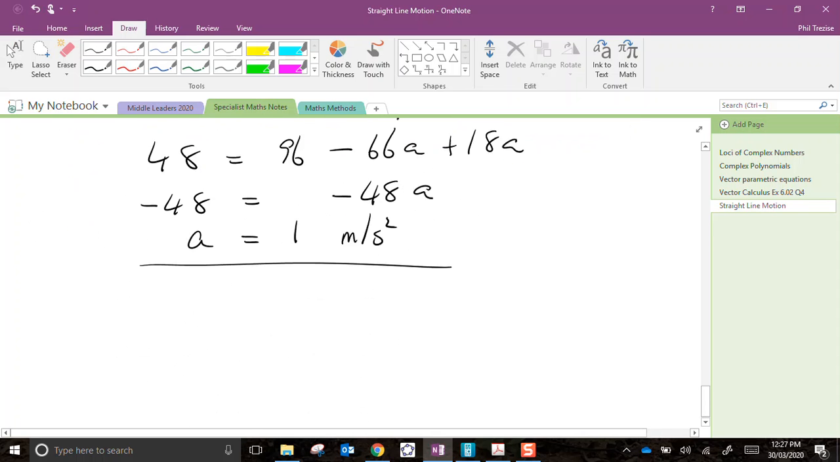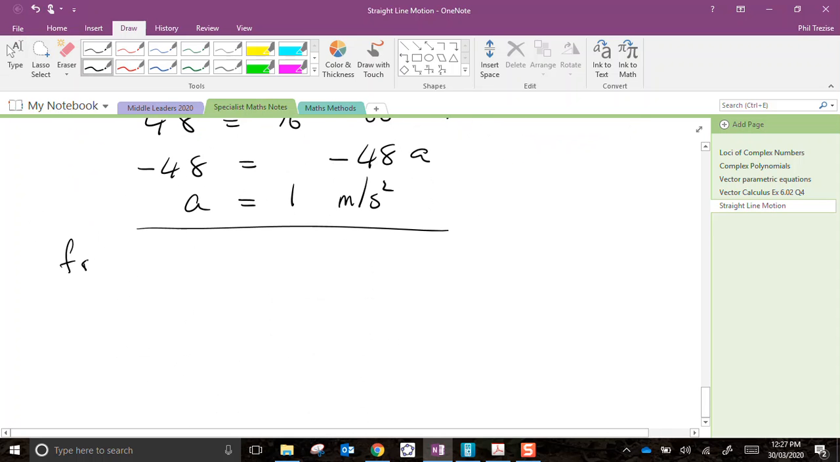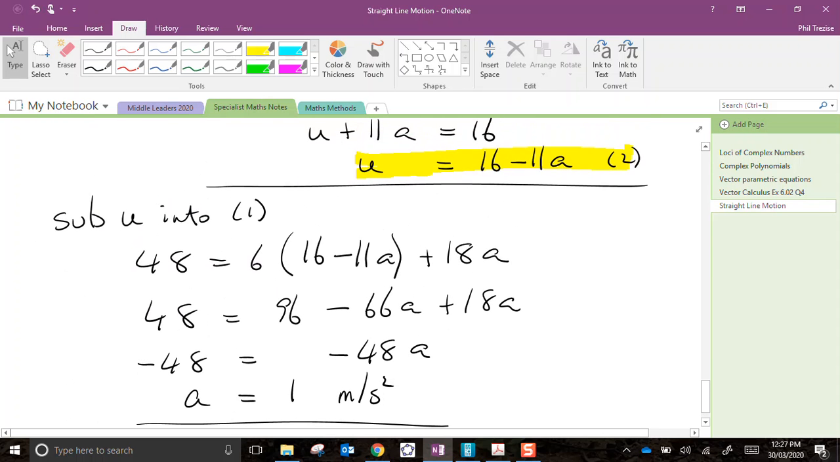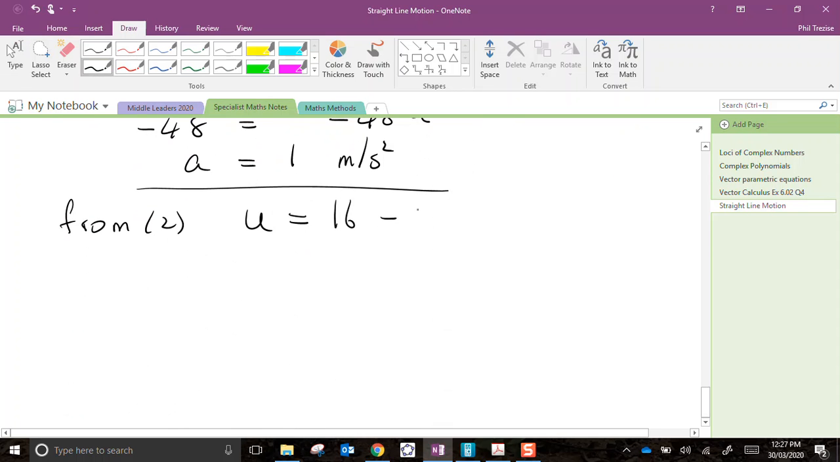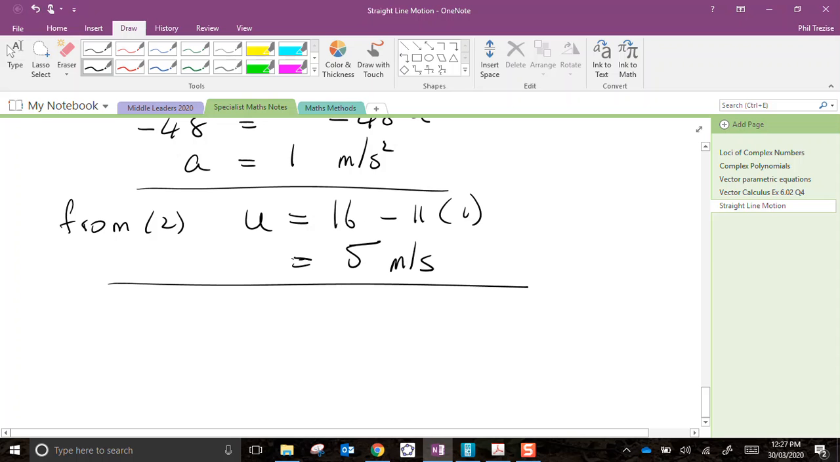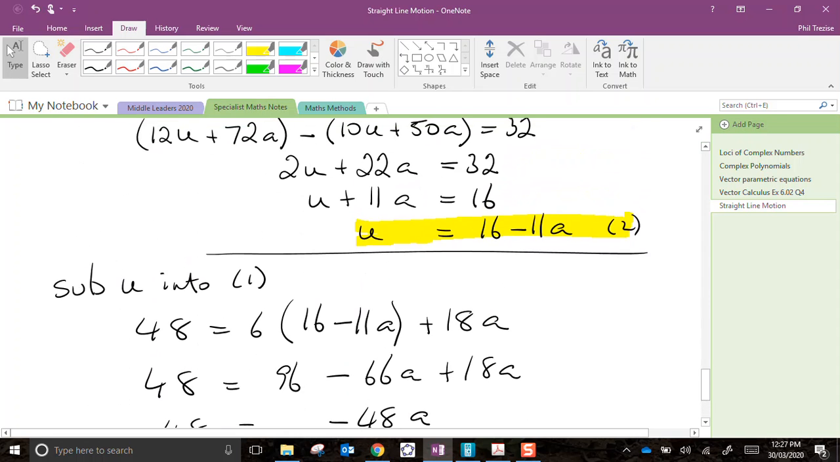Now, going back to equation 2 then, u equaled 16 take 11a. 16 take 11 by 1. u equals 5 metres per second. We have found the initial velocity. That's what we were asked for. We also have to find the total displacement.